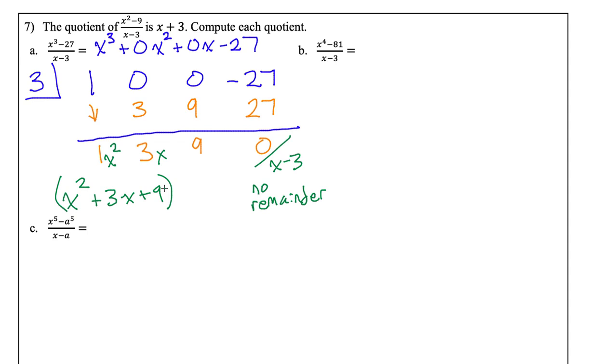While you're doing this, look for patterns. The patterns will help you with part C. Part C is the hardest of them all. We're moving on to part B now. For part B, again, I'm going to rewrite this out. x to the power 4 minus 81 is the same thing as x to the power 4 plus 0x cubed plus 0x squared plus 0x minus 81.